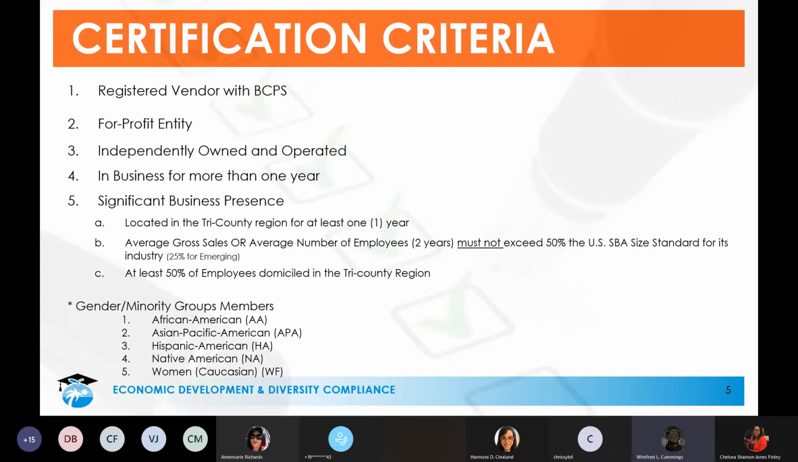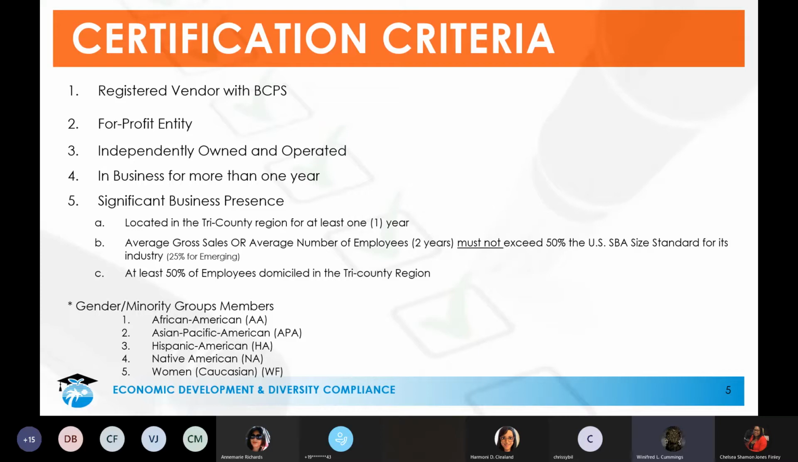Now, when it comes to the average number of employees, it is not both, it is one or the other, because the size standard is based on either the gross sales receipts or the number of employees. For example, an express delivery services industry is not based upon gross sales receipts. It is based upon the number of employees. The standard size is 1,500. For the SBE, 50% of that, you cannot exceed 750 employees, or if it's emerging, 375 employees.